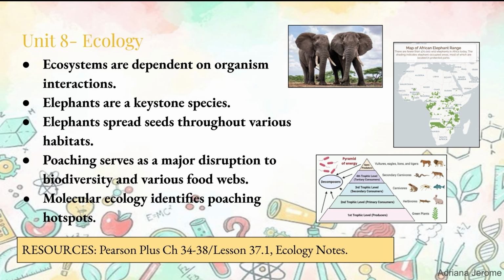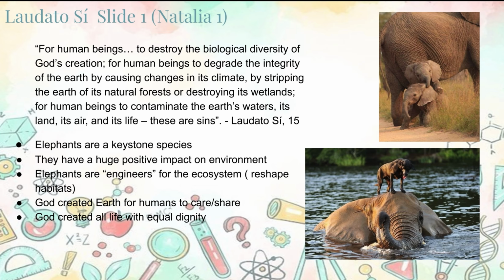In Unit 8, Ecology, we learned that elephants are a keystone species because they play a very important role in maintaining ecosystems. They are a huge helper with spreading seeds and shaping habitats, while poaching negatively affects biodiversity and food webs. We were able to find this information in Pearson Plus chapters 34 through 38 and lesson 37.1, as well as the ecology notes.